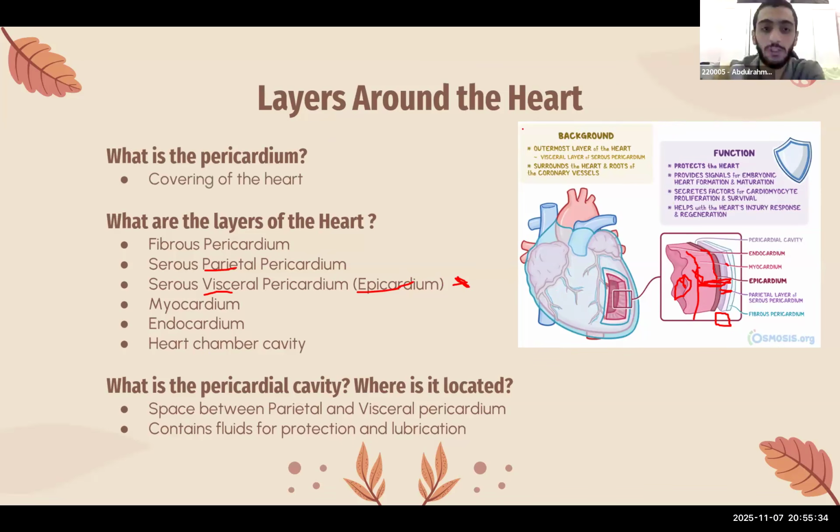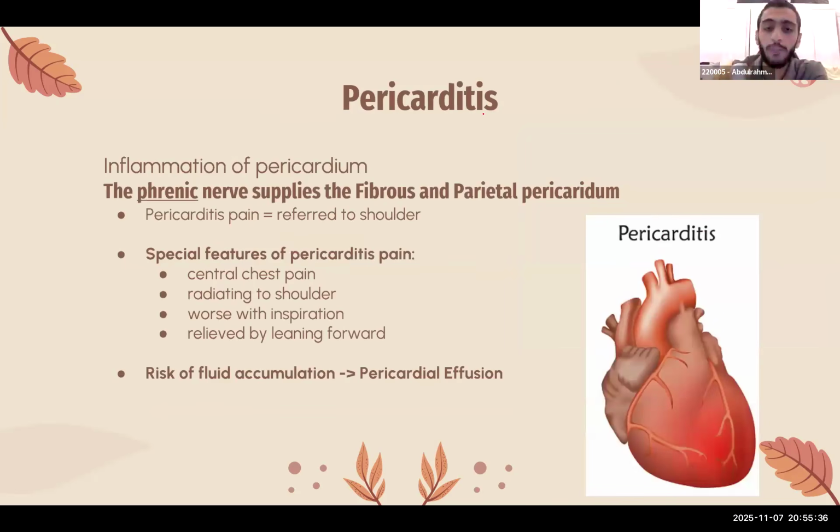Now, the important point I want to discuss is pericarditis, which is basically, any itis you see is inflammation. So pericarditis is inflammation of the pericardium. And it's important for one thing, which is the phrenic nerve. Now, you might remember this from your lectures, something referred to as dermatomes. Now, a dermatome of the phrenic nerve is supplying the diaphragm. So that's the main function of it. That's why it's referred to as the phrenic nerve.